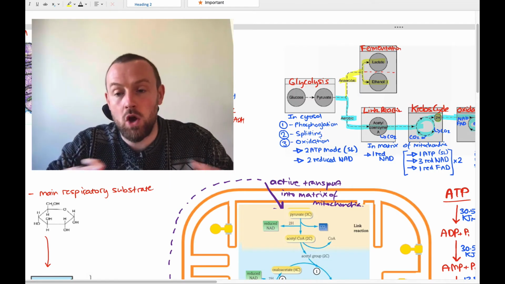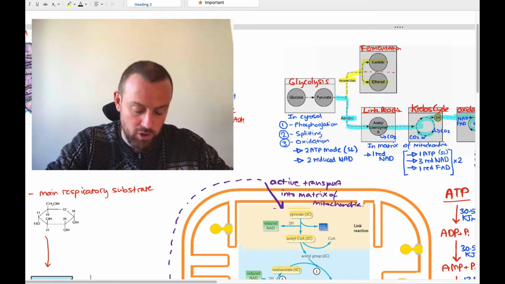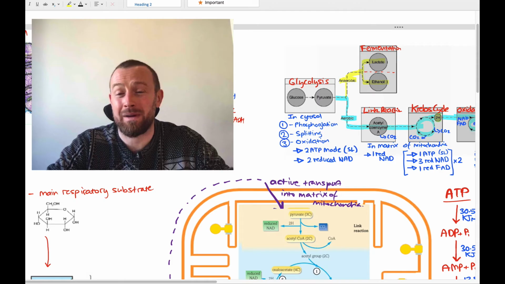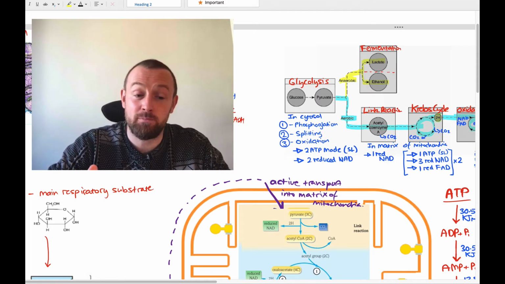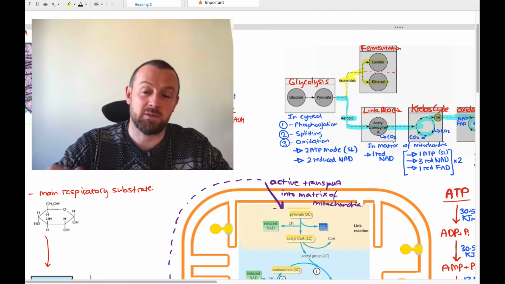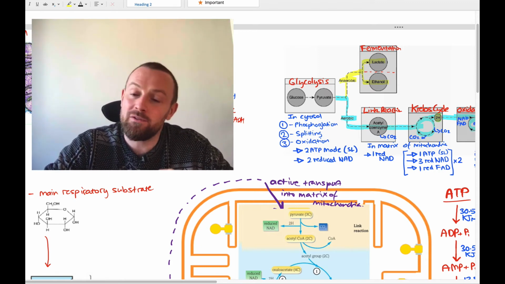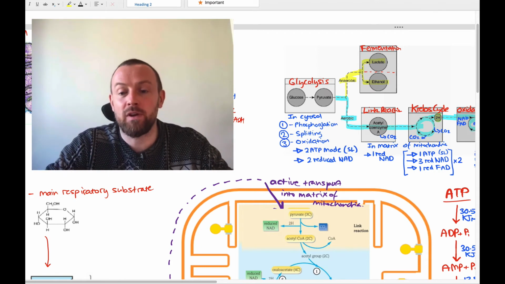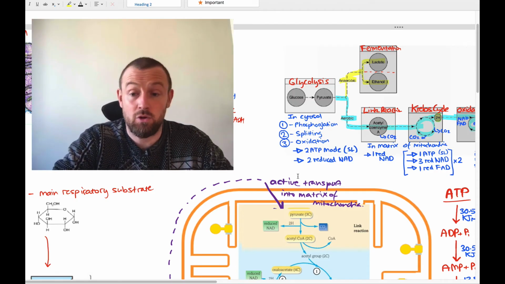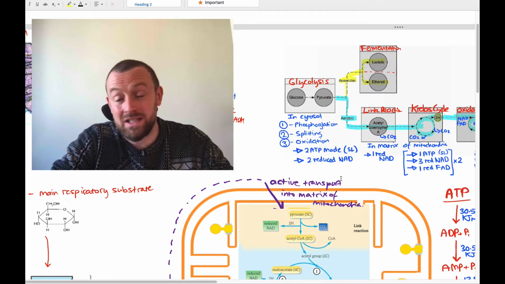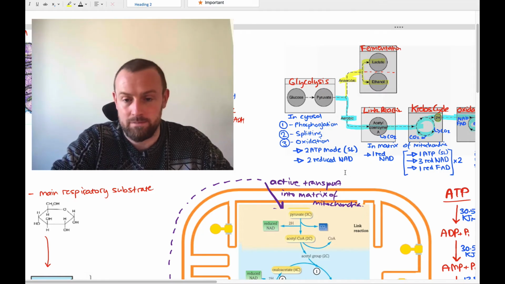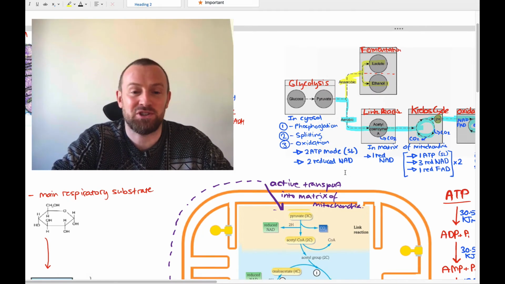Okay, so now we're going to circle back and talk about anaerobic respiration. Remember, most of what we've talked about so far has been about aerobic respiration, with the exception of glycolysis, which occurs both in aerobic and anaerobic respiration. So when there isn't oxygen present, pyruvate does not get taken into the mitochondria. It gets converted either to lactate or into ethanol, depending on what type of organism anaerobic respiration is occurring in.